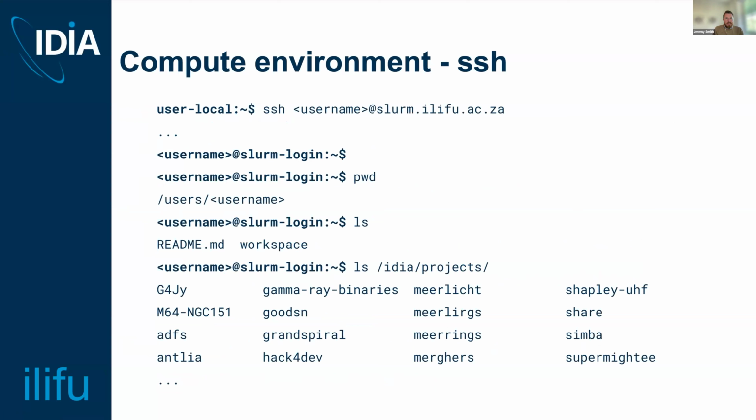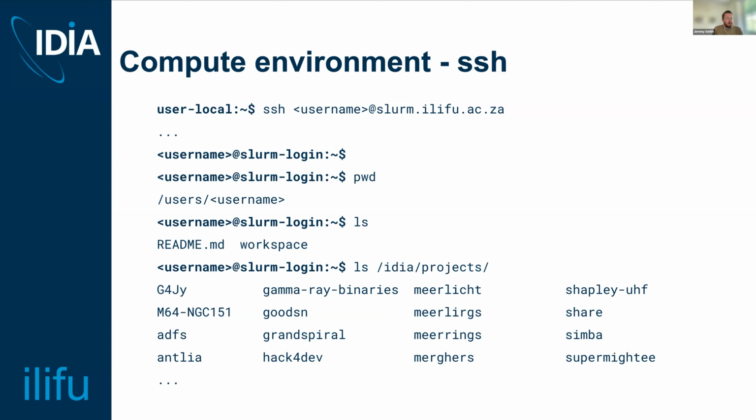So I've included this slide just to show an example of SSHing to the Slurm login node and running some typical Linux commands. So starting from the top, from your local workstation, using a terminal application, you'll run the command ssh followed by your username and then @slurm.ilifu.ac.za. And then if successful, you'll be presented with a welcome message.